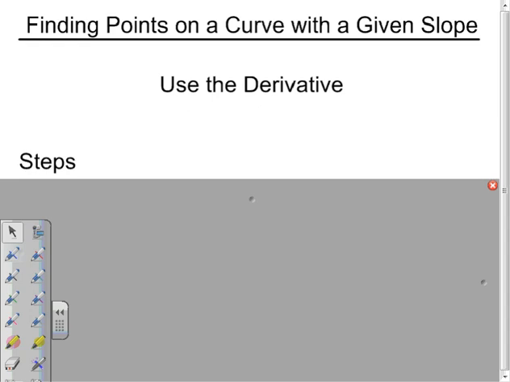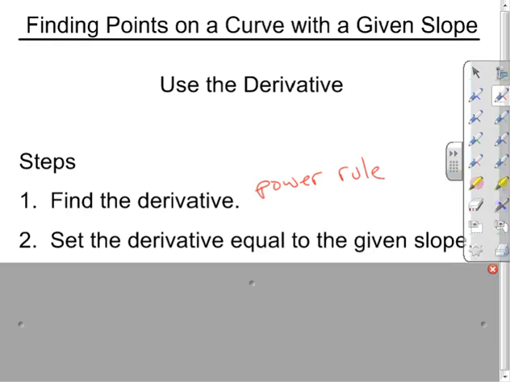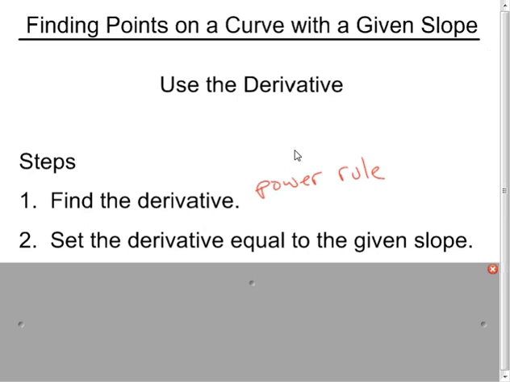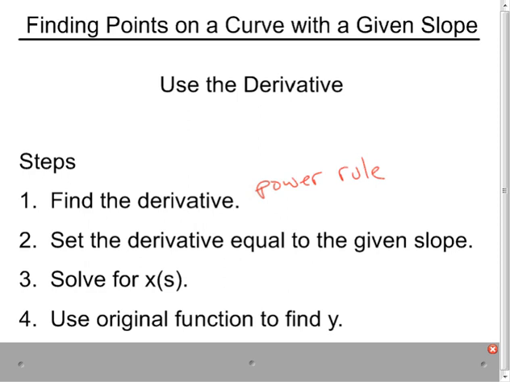And these steps are, in fact: 1, find the derivative. To do this, at an elementary level in our class, we've just been using the power rule. Later in calculus, there are many methods for finding the derivative. Okay? And then step 2 is set the derivative equal to the given slope. Step 3 is solve for the x's, potentially. You might be finding more than one point, depending on the nature of the curve. And step 4 is use the original function to find y. And I guess I should throw in here, it might be more than one y if you've found, in fact, more than one x. Okay, so let's get going here.